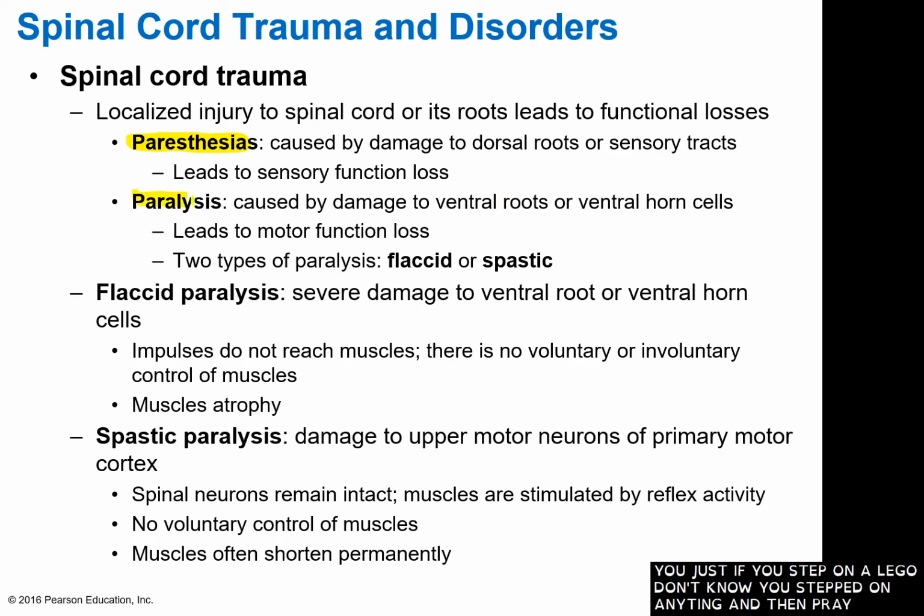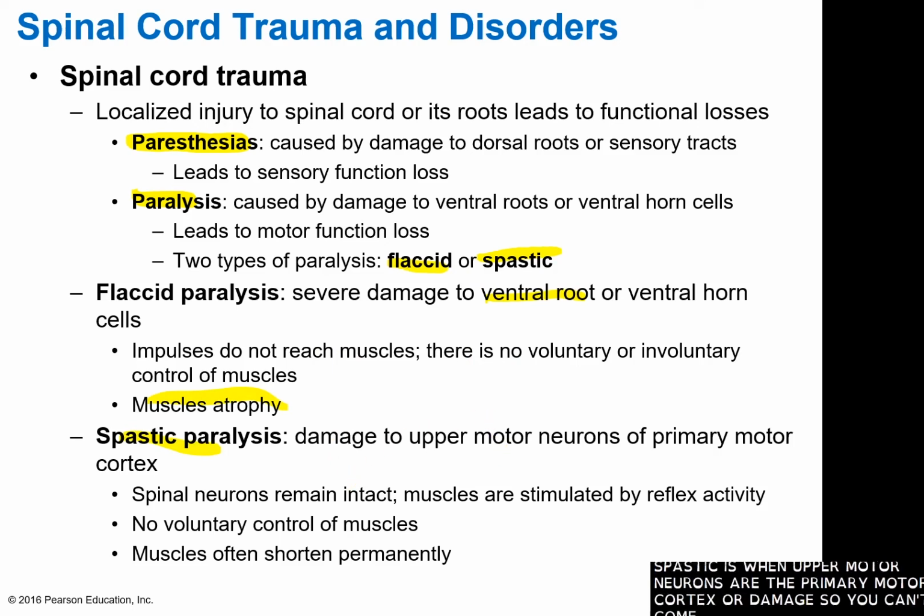And then paralysis, damage to the ventral root. So if you damage those ventral roots, you have no motor output. So it leads to either flaccid or spastic paralysis. Flaccid paralysis is when you have severe damage to that ventral root, and so impulses do not reach muscles, so muscles atrophy. And spastic is when upper motor neurons or the primary motor cortex are damaged.